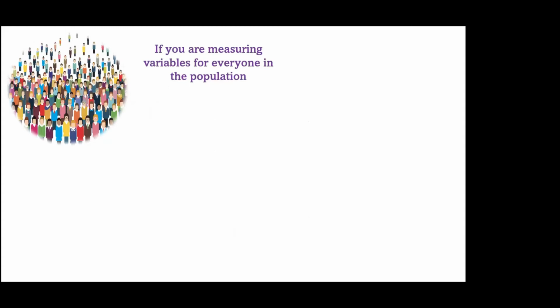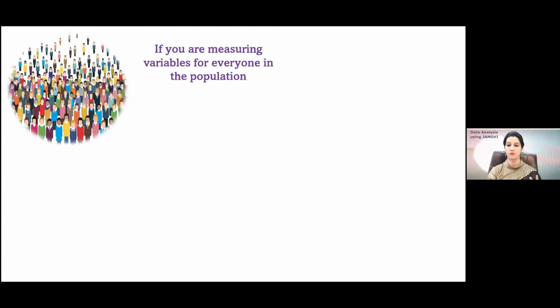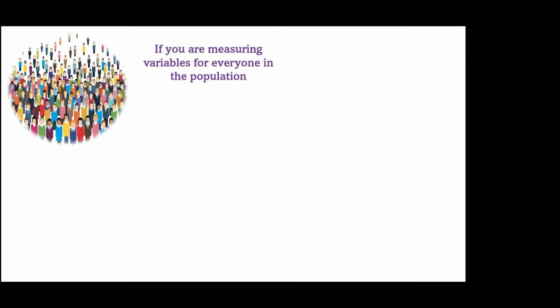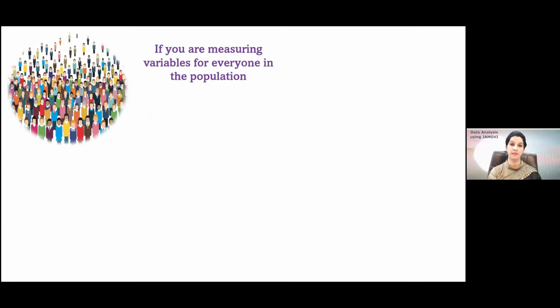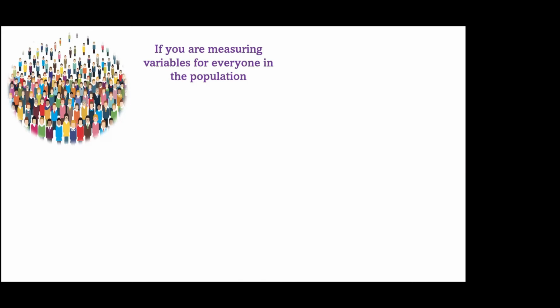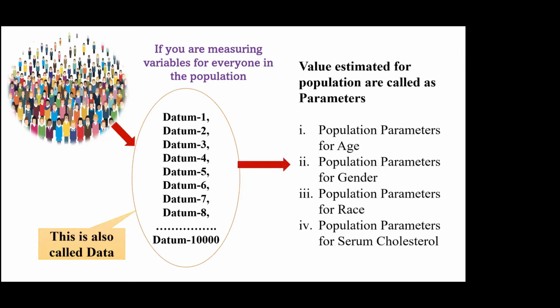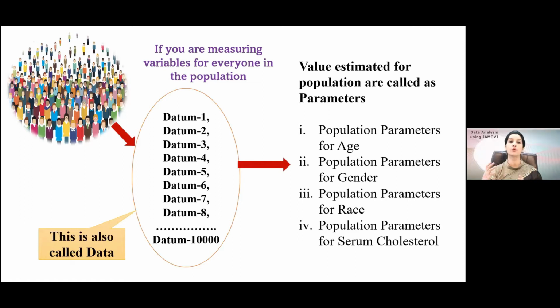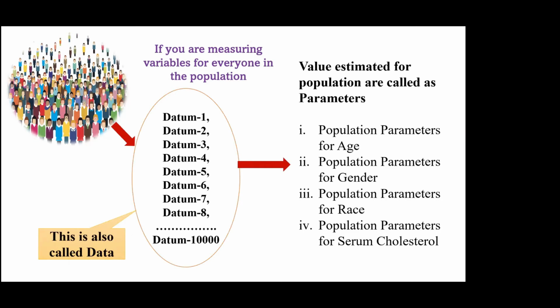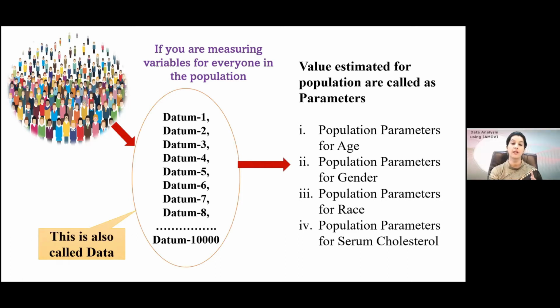Now, if we are measuring the variables for everyone in the population, we call it a complete enumeration, which we don't do, because most of the time it is not possible to include everyone in the population. So what we basically do is take a sample, like in this case, maybe 10,000 people out of this population. This is a very huge number, because there is a difference between 10,000 and 10. And then we are estimating the population parameter.